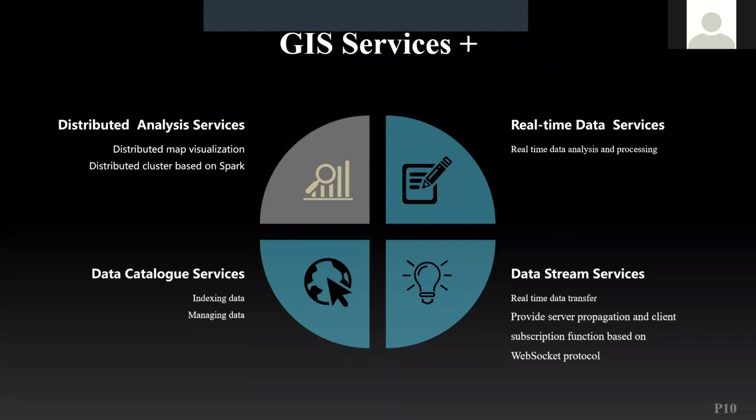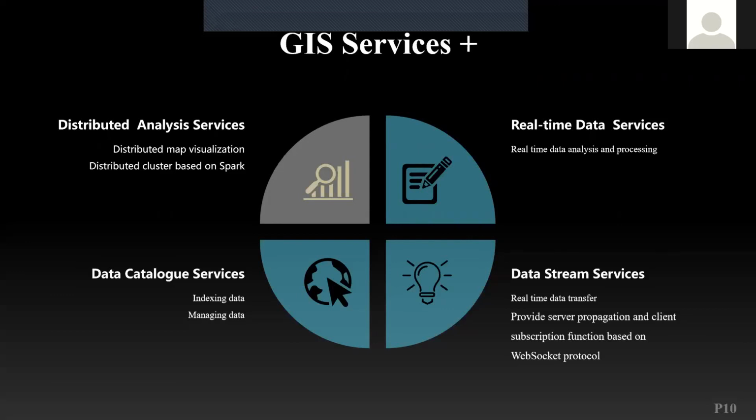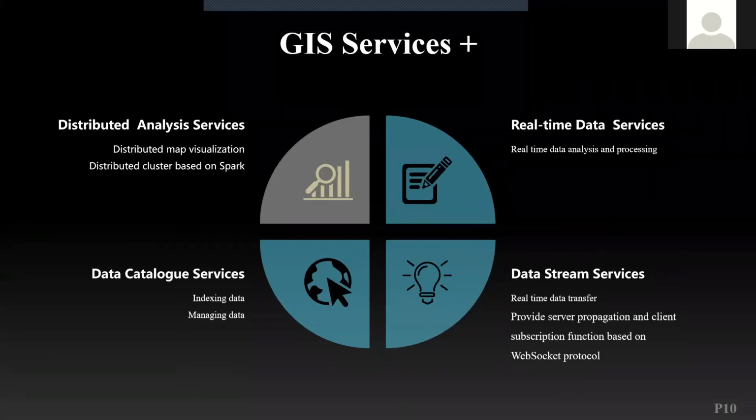And the second one is the real-time data service, which is related to IoT. When we get IoT data, it is always continuous. For example, GPS, mobile signals, or data collected by sensors are all continuous. And in the traditional way, on GIS software, we always need to send a request to the server and get the result back. So this is the traditional method.